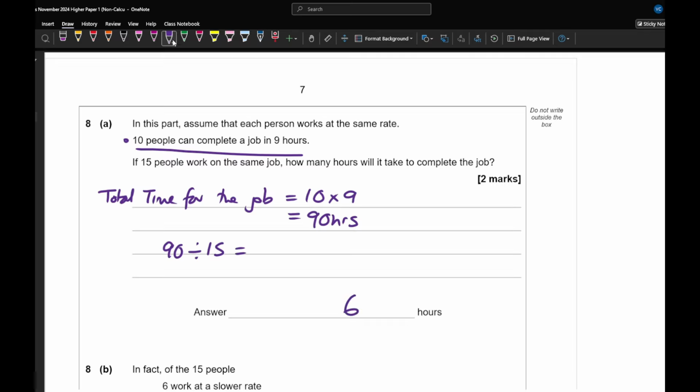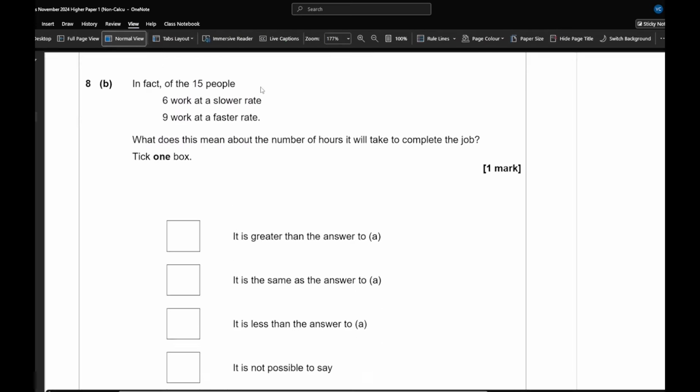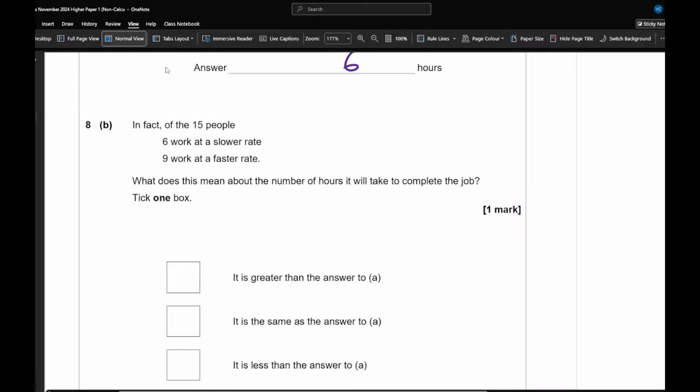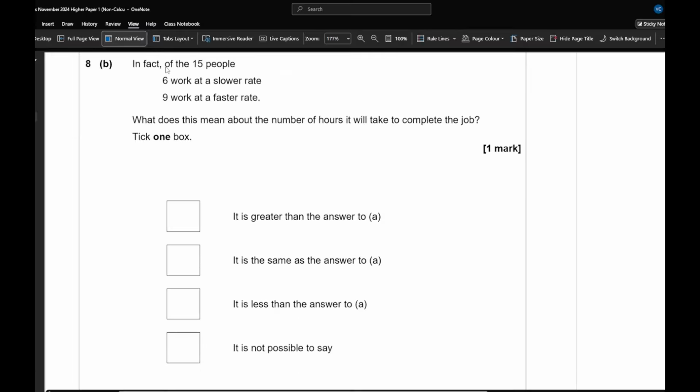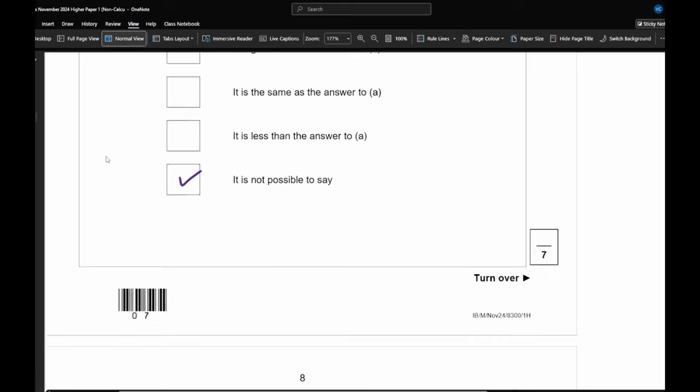For 8b, it then says, in fact, of the 15 people, 6 people work at a slower rate and 9 people work at a faster rate. What does this mean about the number of hours it will take to complete the job? Now for this, because we don't know how slow those 6 people were or how fast those 9 people were, it's going to be near impossible to say what the actual answer is, or whether the job will be done in more than 6 hours or less than 6 hours.